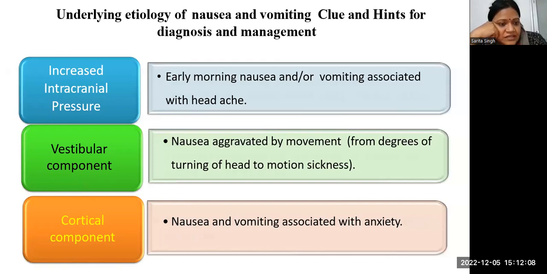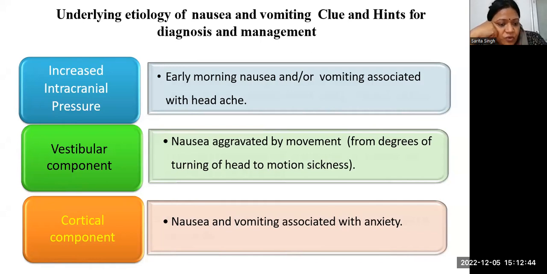Other causes, like increased intracranial pressure, can also cause vomiting. How will you diagnose that this is due to increased intracranial pressure? Early morning nausea and vomiting associated with headache. When you find that the patient is having early morning nausea and vomiting associated with headache, then you should think that intracranial pressure is increased, maybe due to bone metastases, maybe due to a tumor, but the basic cause is increased intracranial pressure.